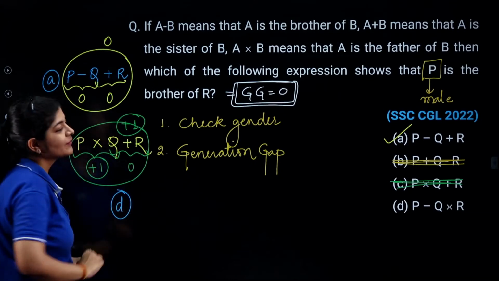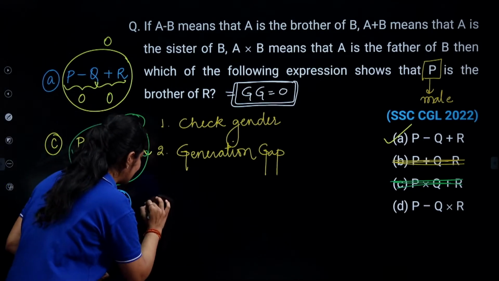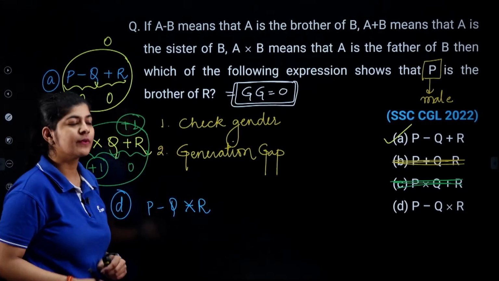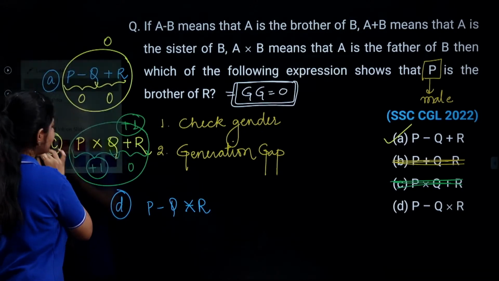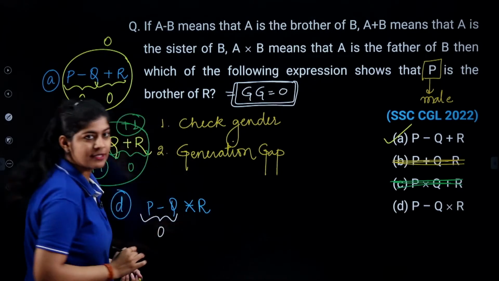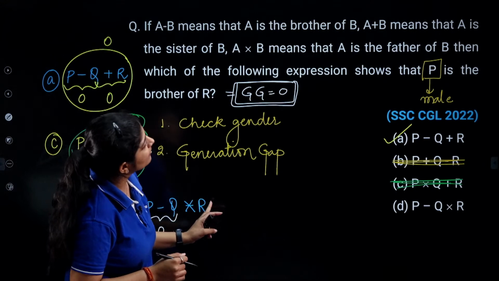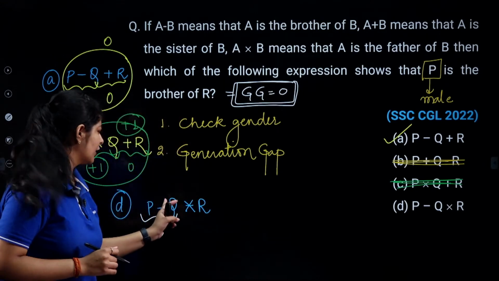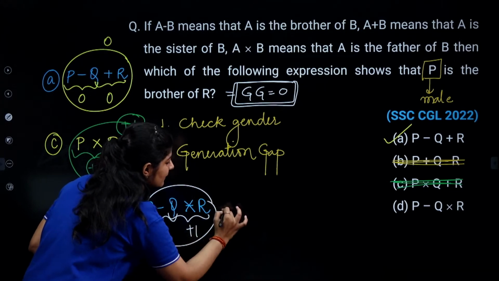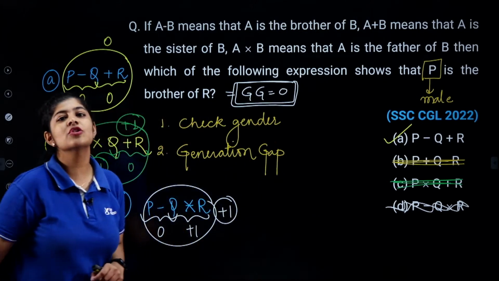I remember that thing. Okay, so let's go with our option number D, that is P minus Q into R, right? Check the generation gap. P minus Q, that is 0 because they are brother sister or maybe brother brother, right? Next, into, that means Q is a father of R. Again, we are having plus 1 over here. That means we need to eliminate this option as well. And the correct answer over here is option number A.